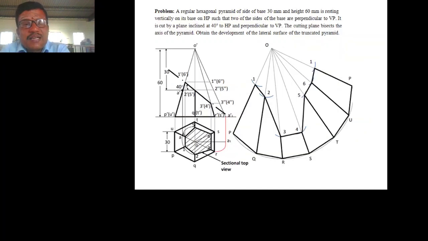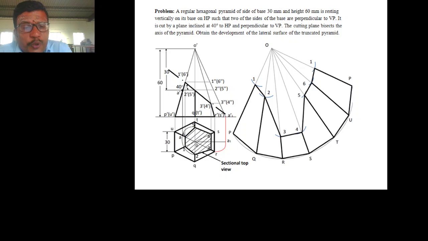One more example, a regular hexagonal pyramid of side base 30 mm and height 60 mm is resting vertically on its base on HP, such that two sides of the base are perpendicular to VP. It is cut by an inclined plane 40 degree to HP and perpendicular to the VP. The cutting plane bisects the axis of the pyramid, obtain the development of the lateral surface of the truncated pyramid. So this is the example of hexagonal pyramid.